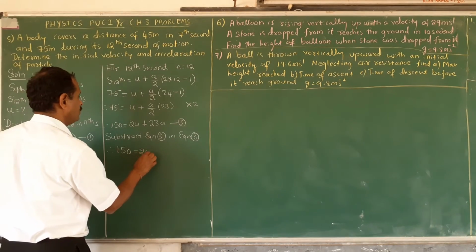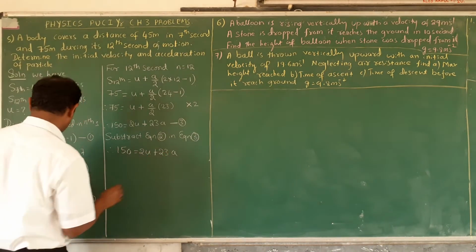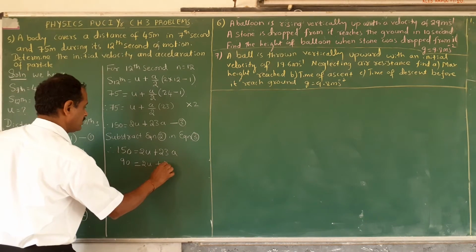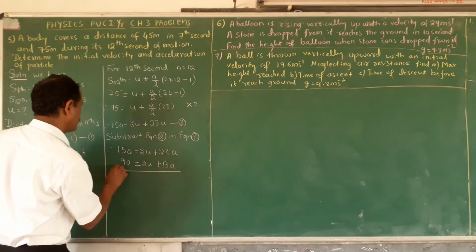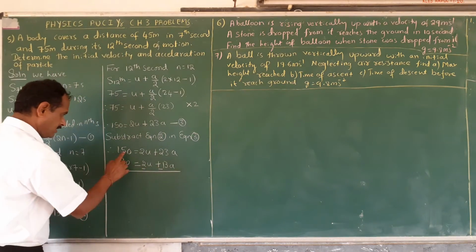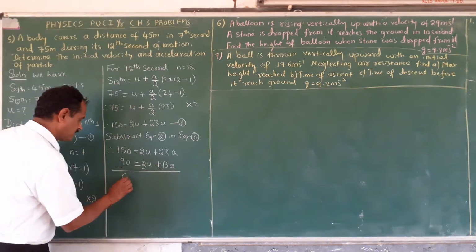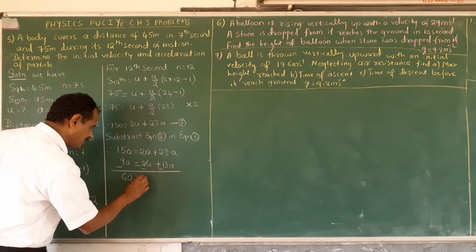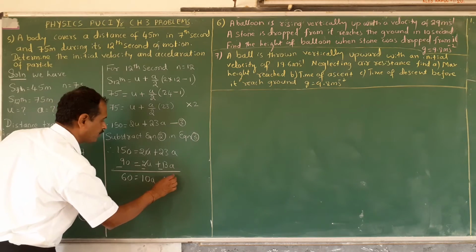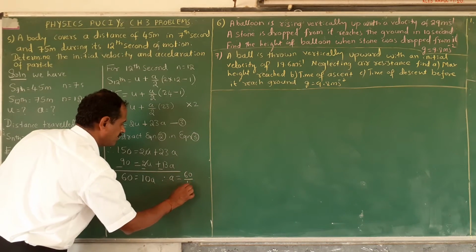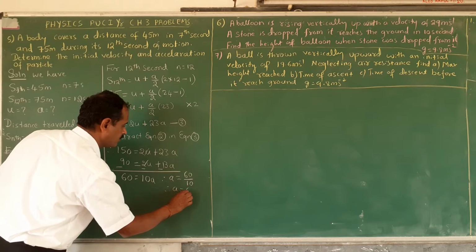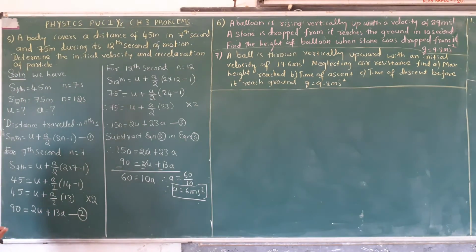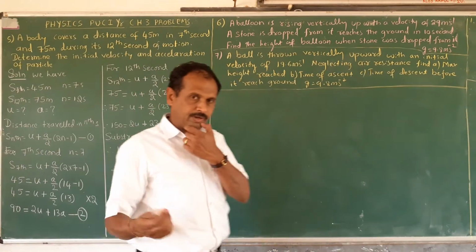150 is equal to 2u plus 23a. Now this is 90 is equal to 2u plus 13a. We subtract this one. 150 minus 90, how much do we get? 60 is equal to, 2u cancels, 23 minus 13 becomes 10a. Therefore, a is equal to 60 by 10. Finally, we get a is equal to 6 meter per second square. This is the answer for the acceleration.